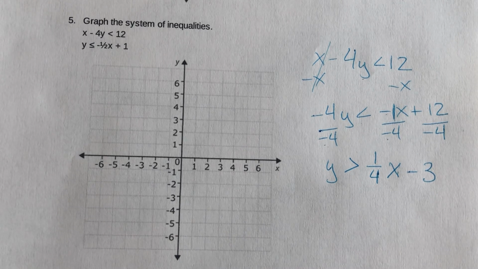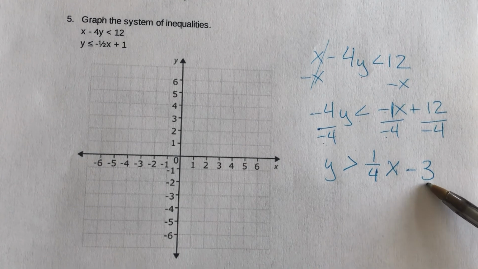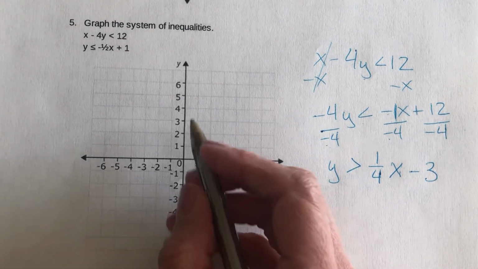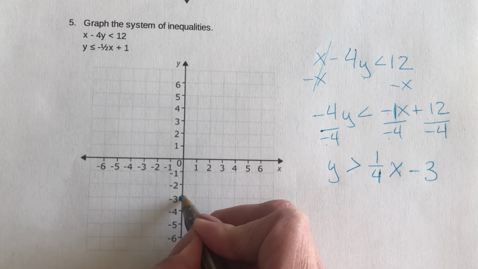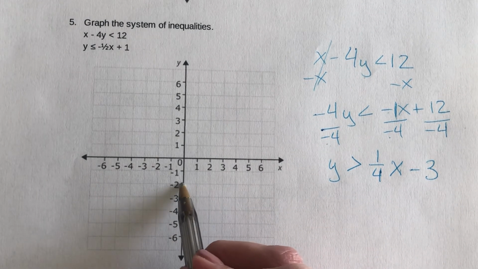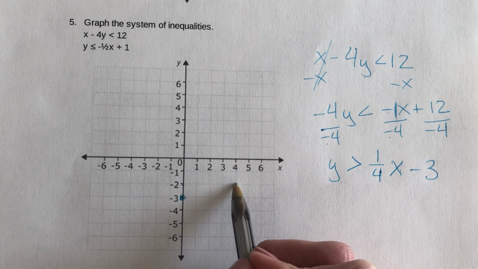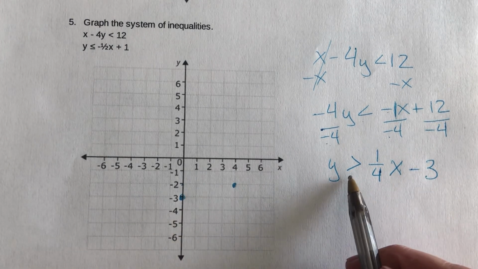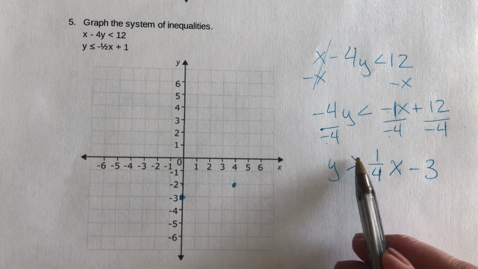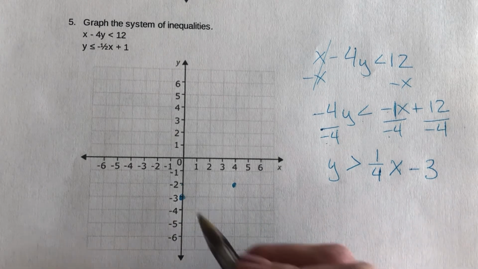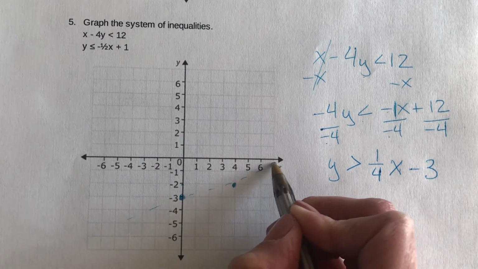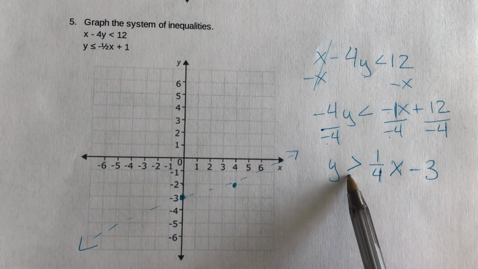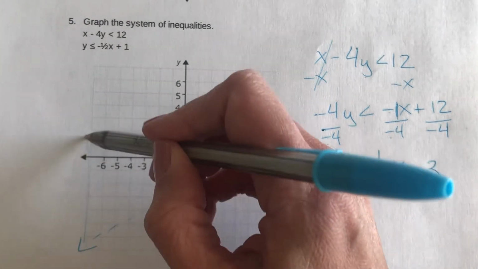Okay, so we're going to start here by graphing or plotting our y-intercept at -3. And then the slope is 1/4, so we're going to go up 1/4. And it's going to be a dotted line because this is greater than, there's no equal to underneath it, so that gives it the dotted line. And it's greater than, so that means we're shading above.